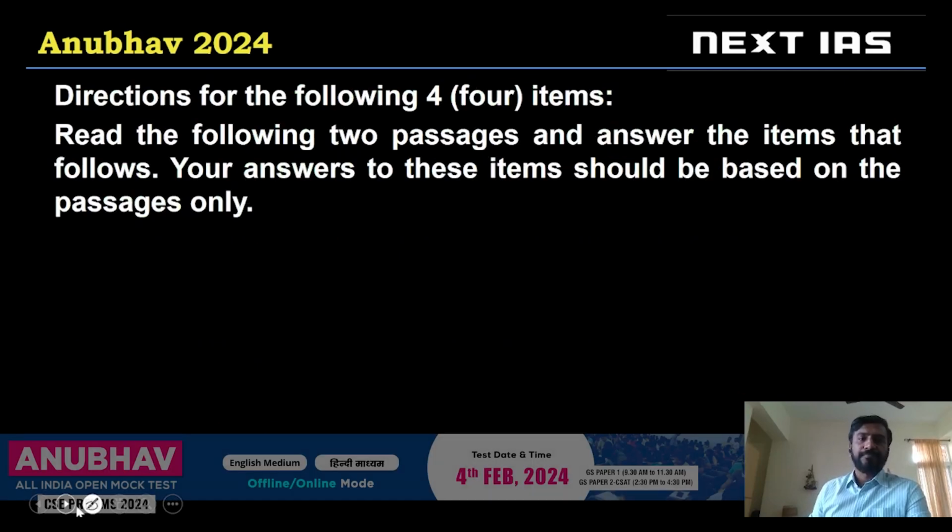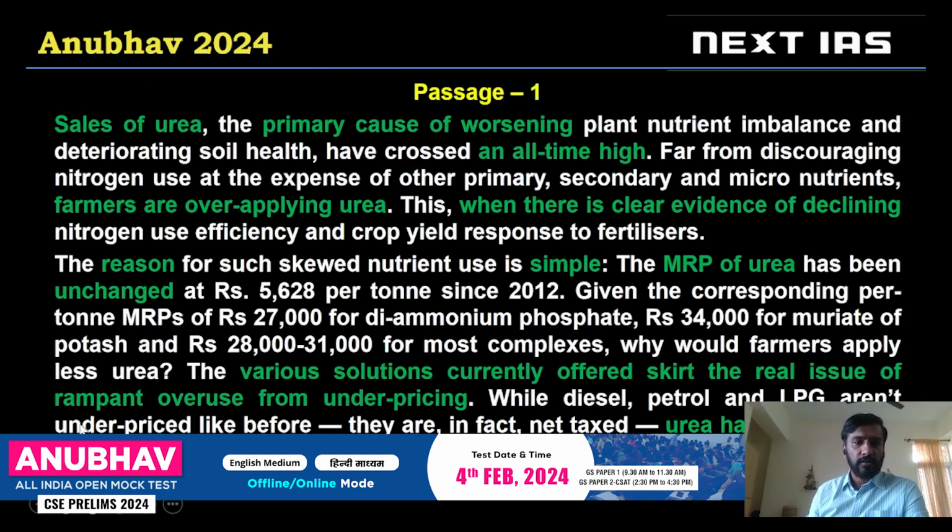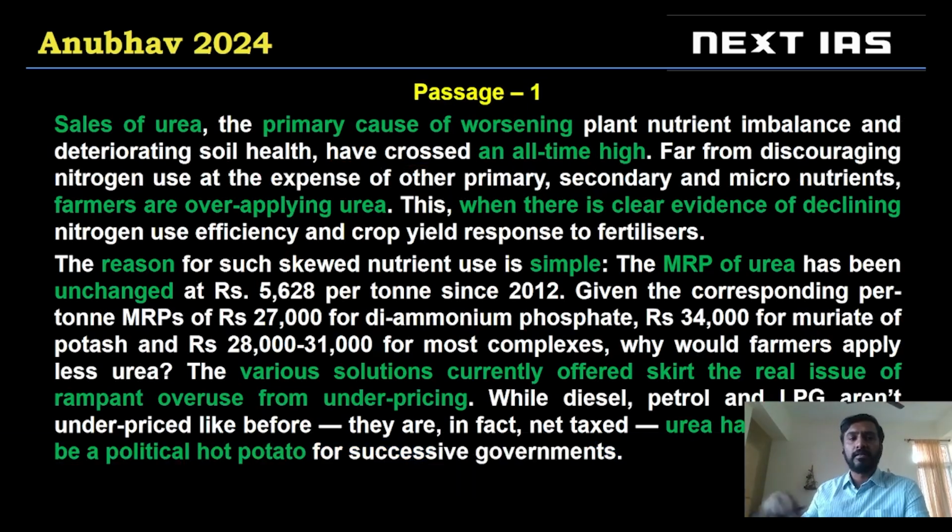Let's see the next one. Now, two passages, four items. So one passage can be long. So this is the first passage. This is a simple passage. You may have read a similar passage in GS. Urea sales and fertilizer pollution we discuss very frequently while reading newspapers, so it would have come up.